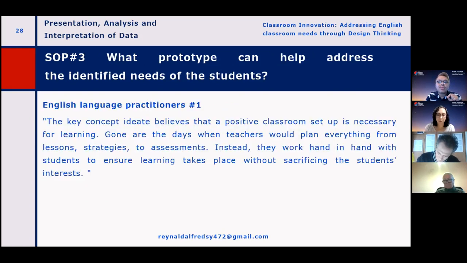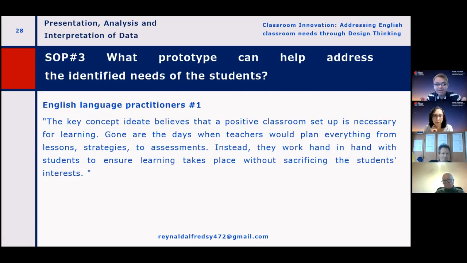And then this was evaluated by two teachers who are teaching at the higher level. And this is what they think of it. They believe that the key concept, Ideate, believes that a positive classroom setup is necessary for learning.